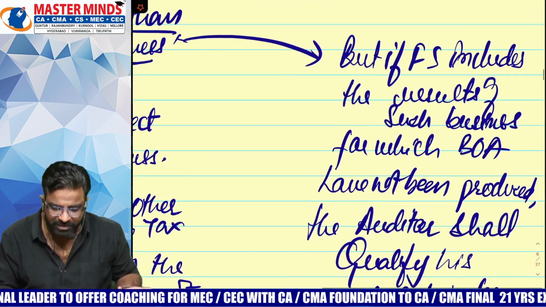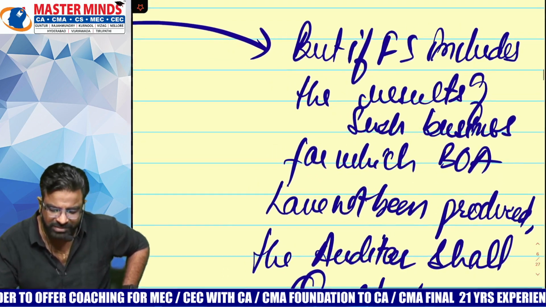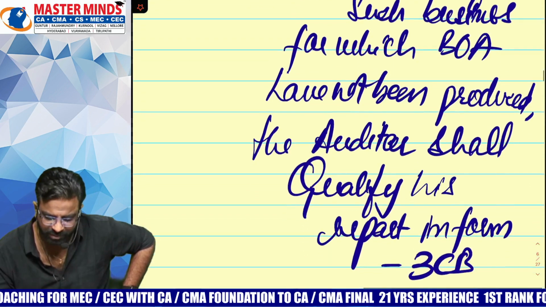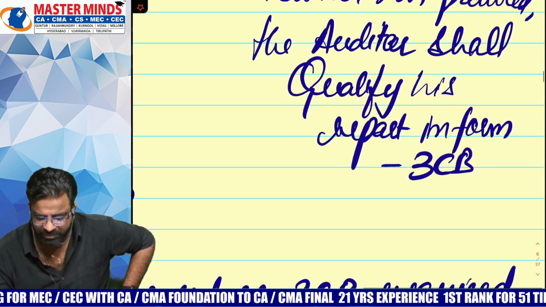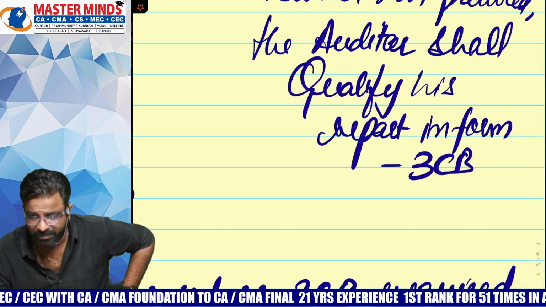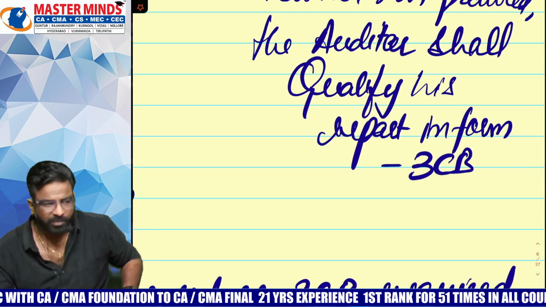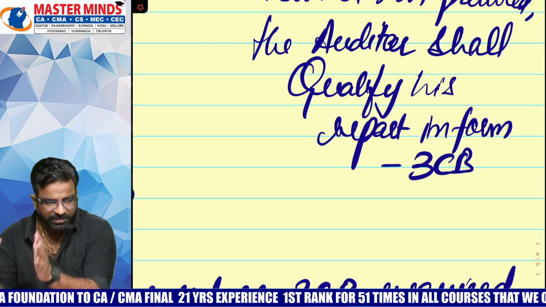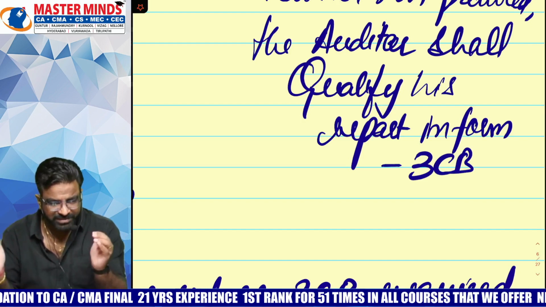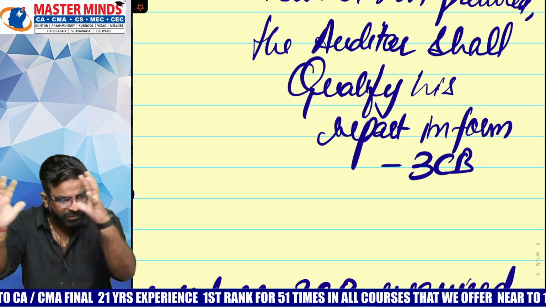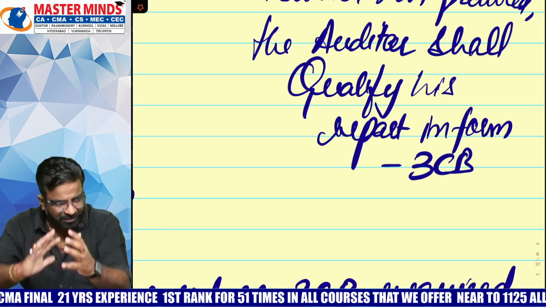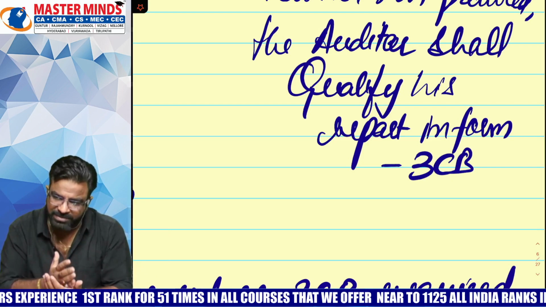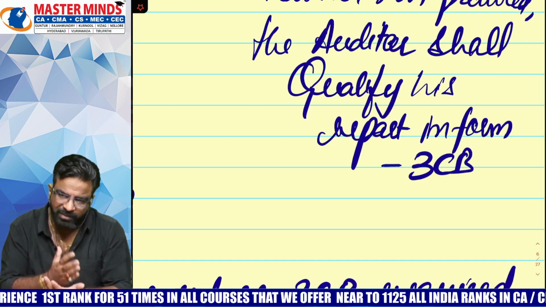But what is written on the other side? But if the financial statements include the result of such businesses for which books of accounts have not been produced, the auditor shall qualify his report in the form number what? 3CB. What does that mean? Look, it's a very simple thought process. Separate financial statements, it's fine, but if it is clustered financial statements of both the businesses and one business's information is provided to you and one is not, tell me, is it a clear-cut case of availability or non-availability?